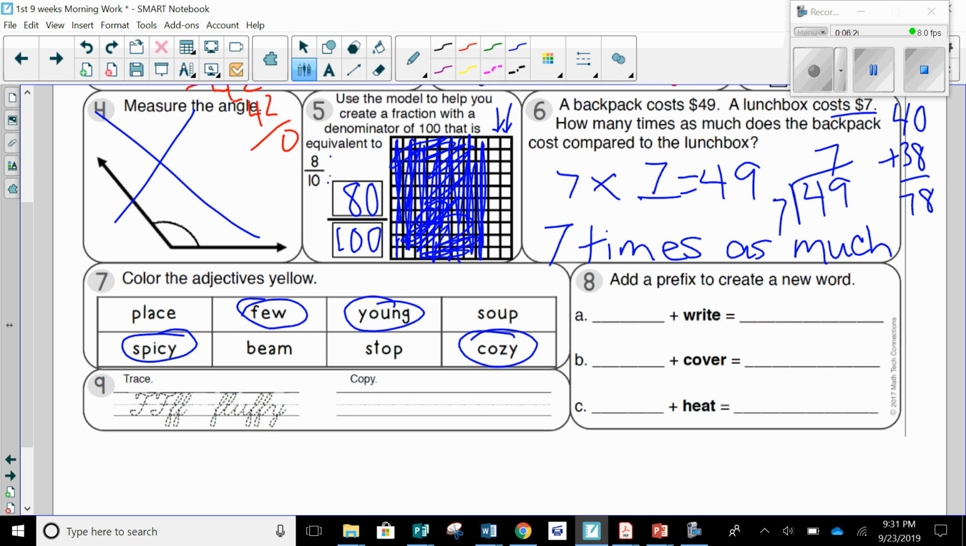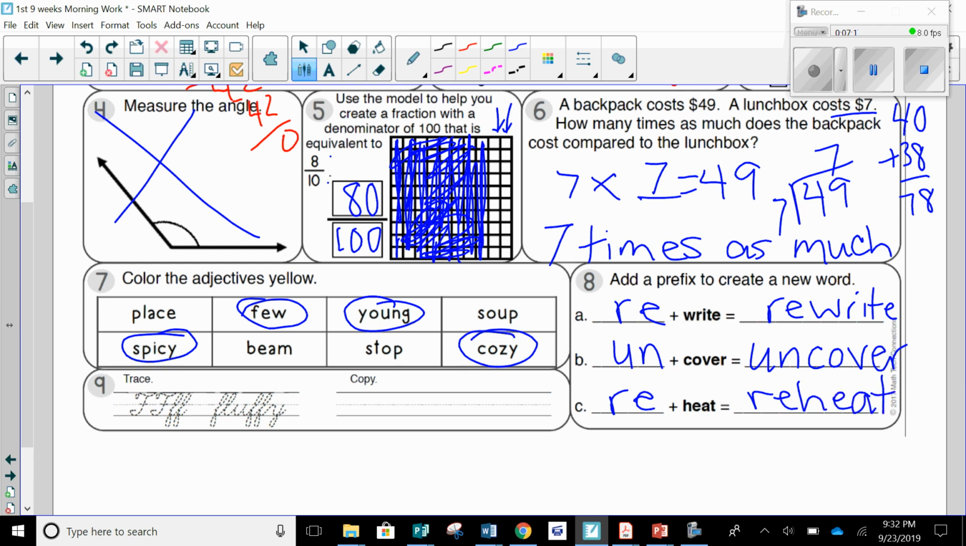Okay, number 8 says add a prefix to create a new word. So prefix means before. It's something that I need to add to the beginning of my word. So I could put re and rewrite. So it's rewrite. I could do uncover. Sorry about that. Uncover. Okay, and then I have heat. I could do reheat. So it becomes reheat. Okay, if you have something different than any of these 3, that's fine.